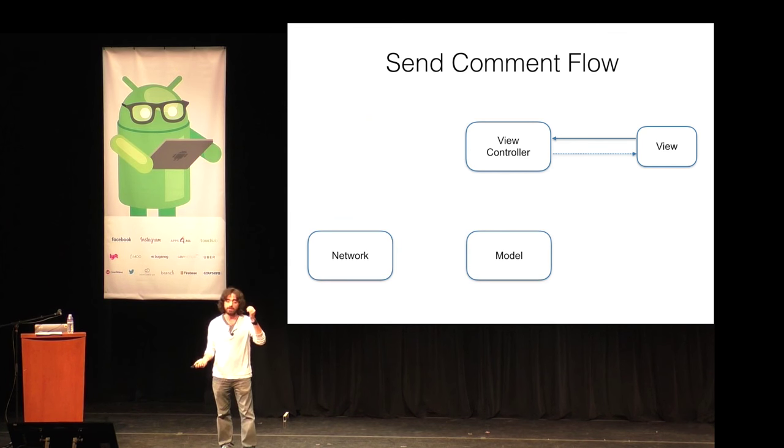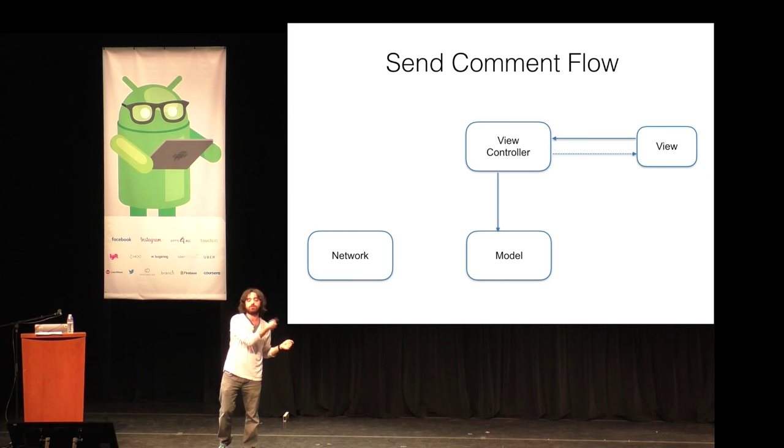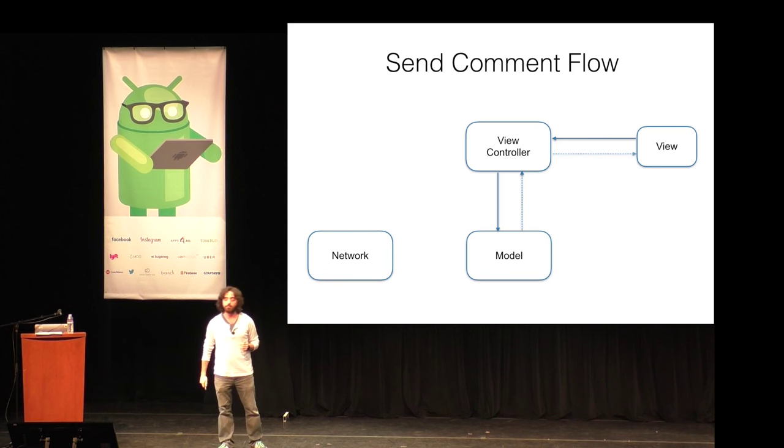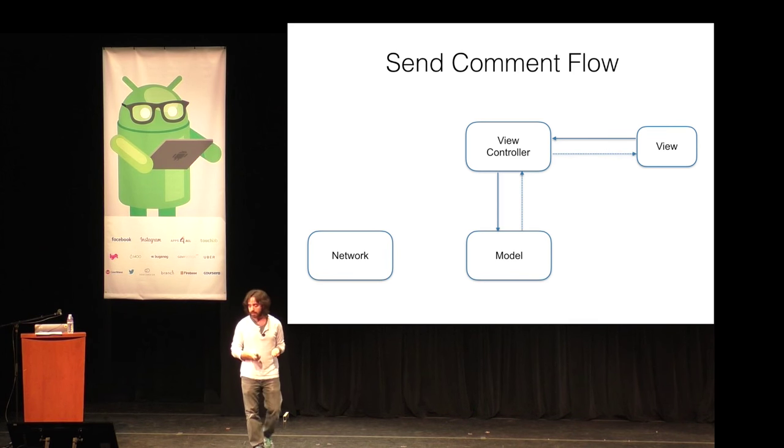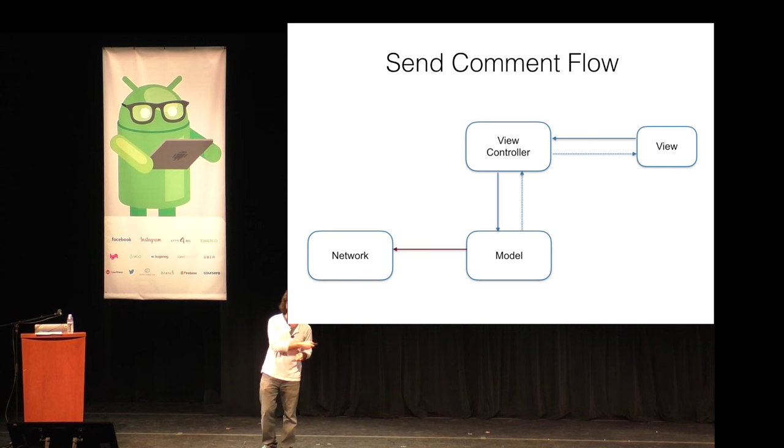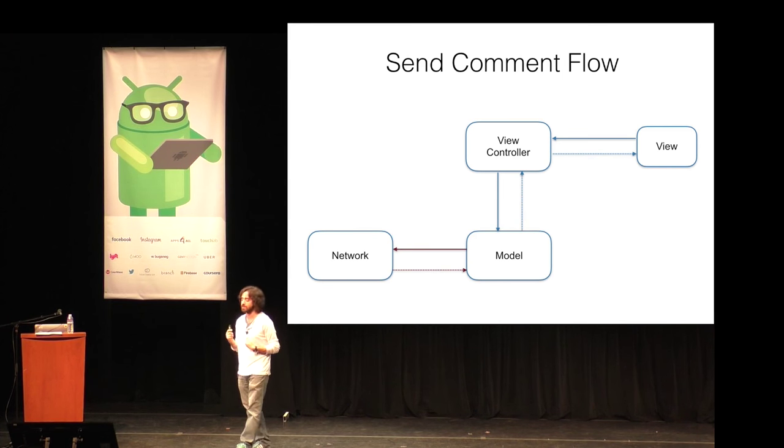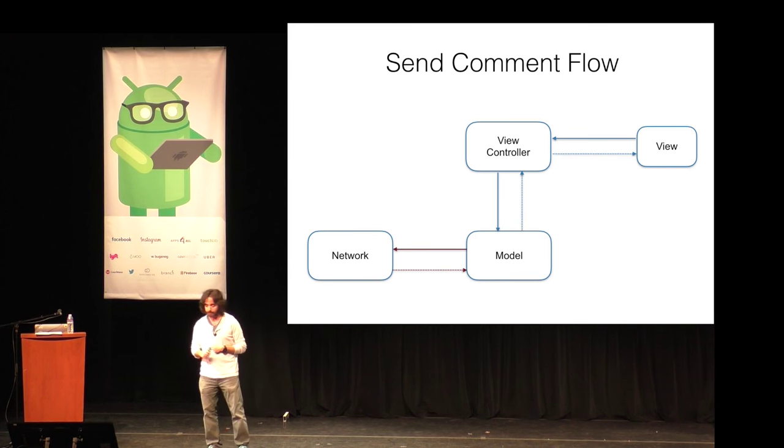So you had a model, and when the view controller does something, you update the model locally, and then you tell the UI. Now I have a list of comments, I put it there instantly, and I update the view because it's there. Then the model sends it to the network, it comes back from the network, now you synchronize the data, tell the user, and then you update the view again.